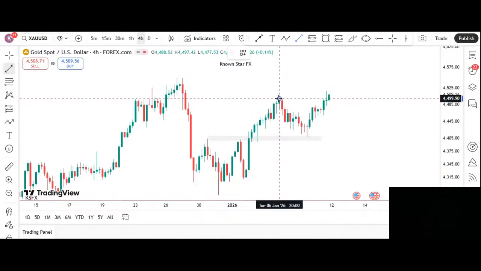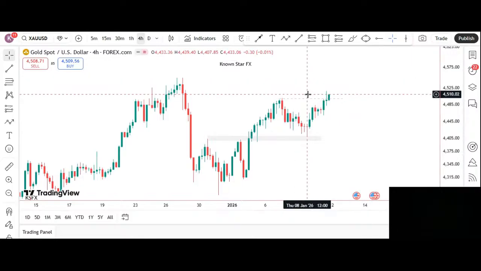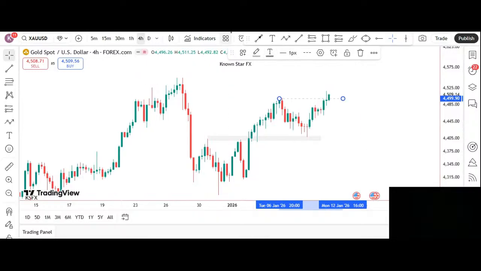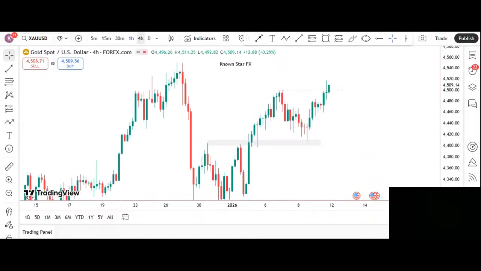So we have another zone right here. Do you agree with me that we have another zone right here? I hope you can see this zone though. We have another zone right here. Do you agree with me that this is a zone? This one right here. Do you agree with me that this is a zone?